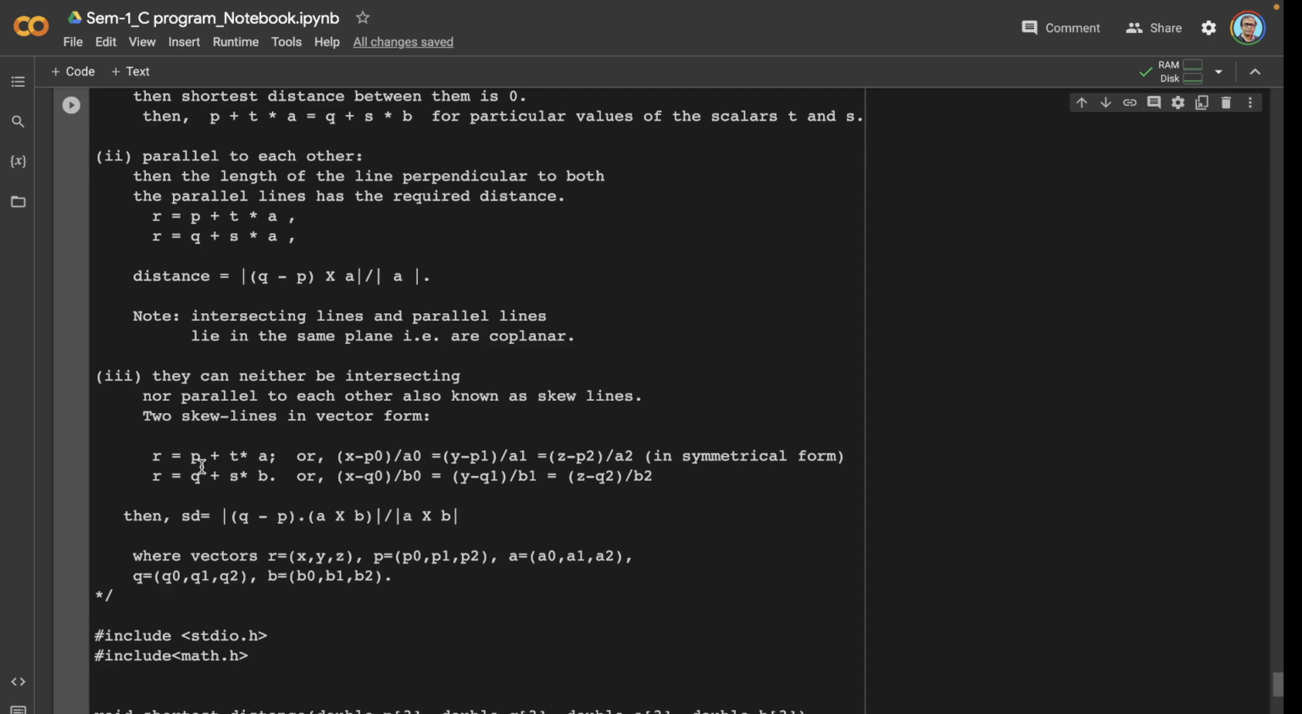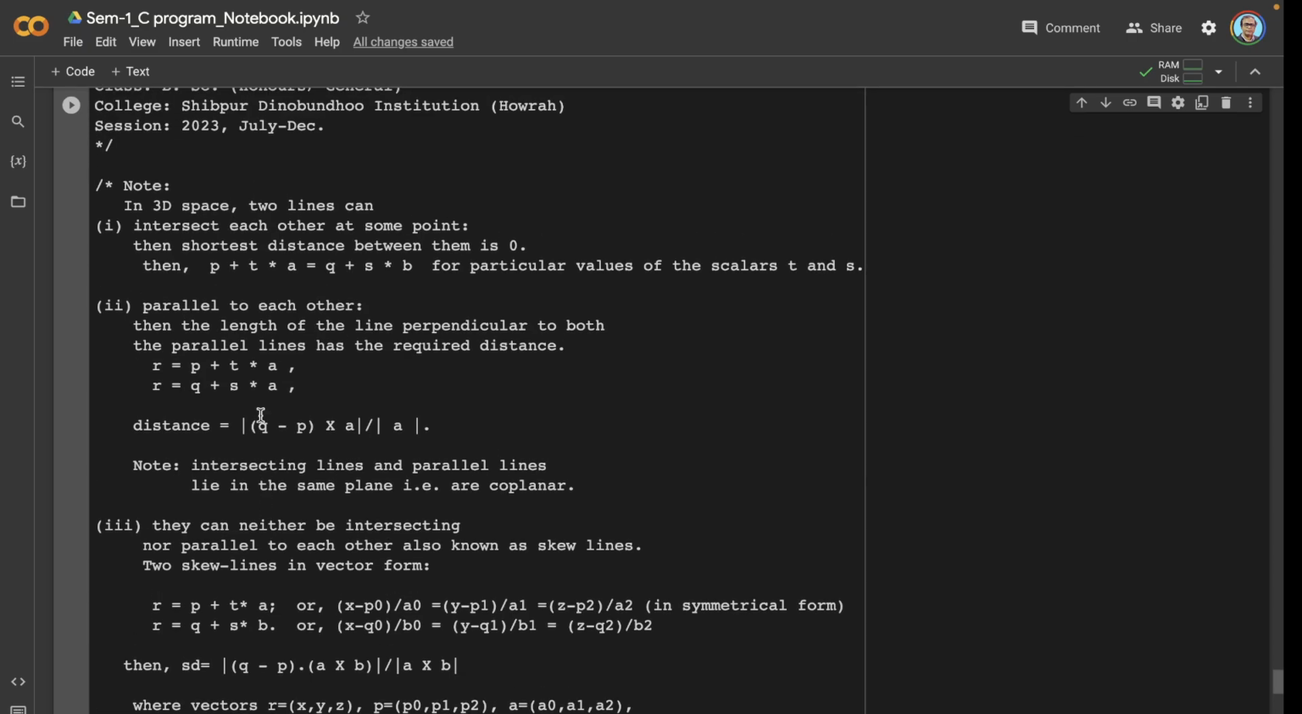Here p is the vector with components p0, p1, p2, and a is the vector with components a0, a1, and a2. This is the symmetrical form for the straight line, or r equal to q plus sb. So this is a straight line passing through the point P with position vector p and parallel to the vector a, and a second straight line passing through the point Q with position vector q and parallel to the vector b.